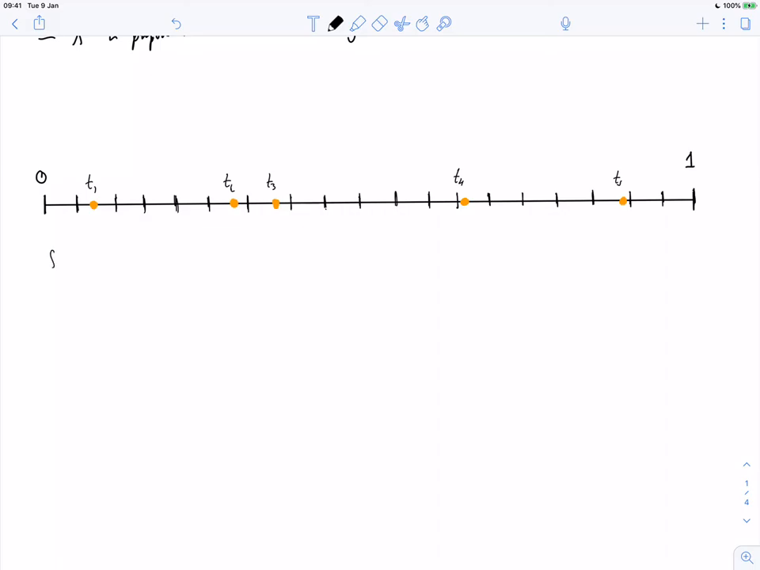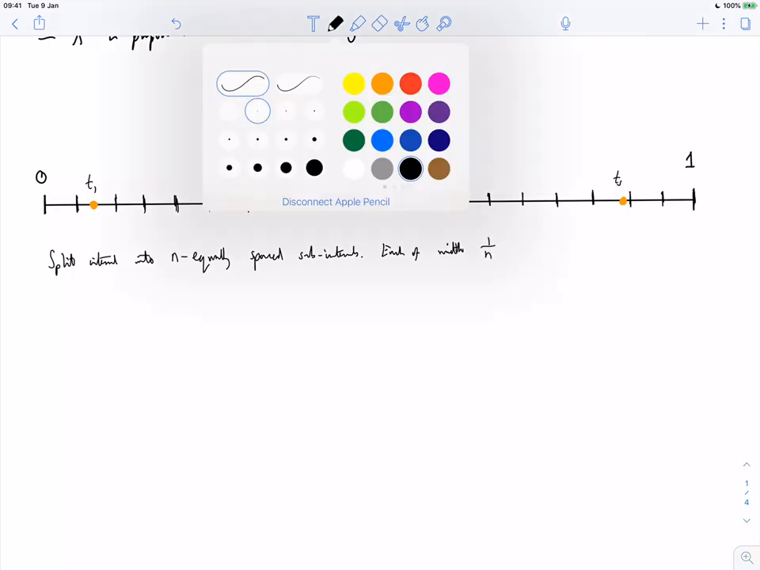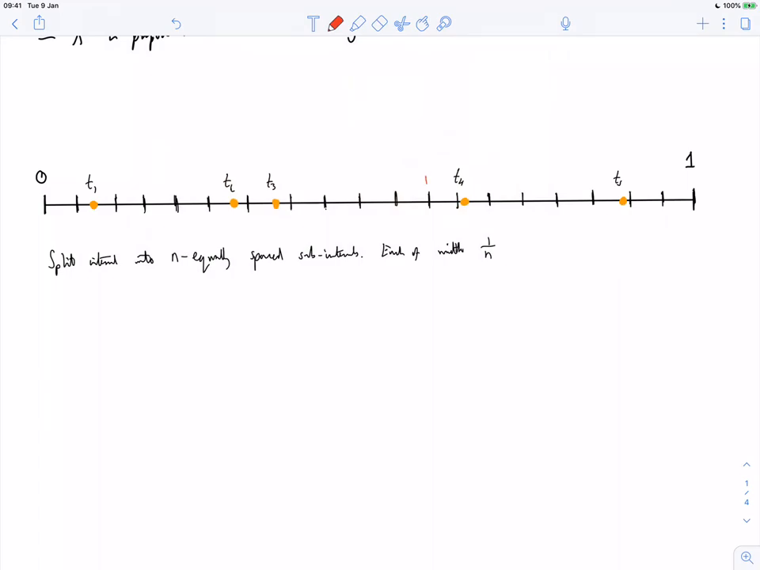So let's say we split the interval into n equally spaced sub intervals, and they are each of width, now, because it's a unit time, the whole thing, it's 1 over n. Do you agree if the whole thing is 1, then the gap between here and here is 1 over n?